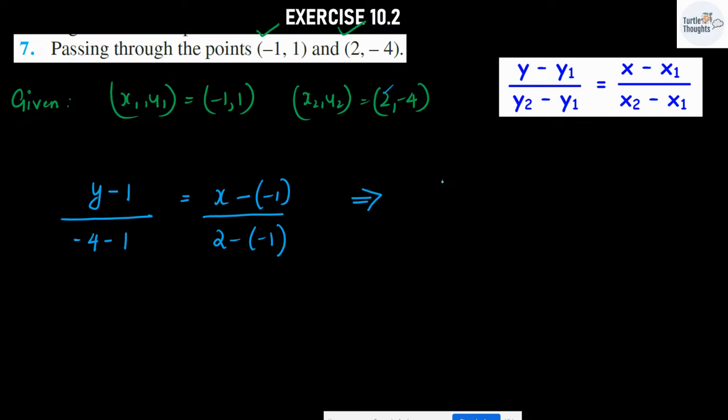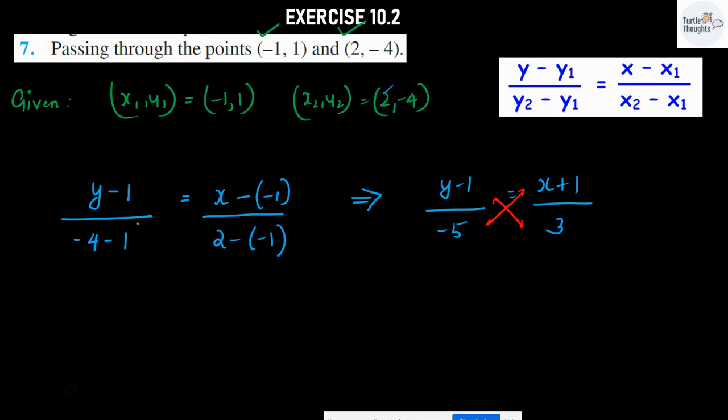Y minus 1 will be as it is, divided by minus 4 minus 1. Can I write it as minus 5? Will be equal to x minus of minus will be plus. So x plus 1 divided by 2 minus of minus 1 will be 2 plus 1, which is going to be equal to 3. Now I'll be taking the cross product of these two equations.